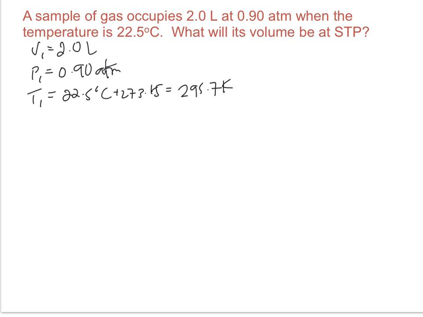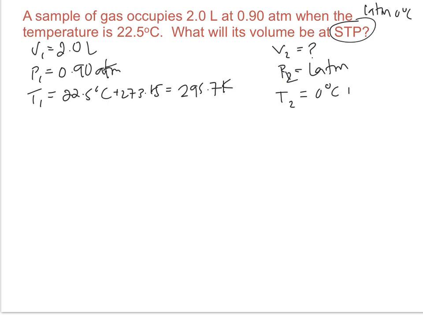They said, what will be its volume? So V2 is what we're solving for. What's going to be the new volume in the new conditions at STP? Remember, STP is 1 atm and 0 degrees C. You must memorize that. So in terms of my pressure, that's going to be 1 atm. And then, of course, we have our temperature 2, which is going to be 0 degrees C plus 273.15. So that's going to be 273.15.